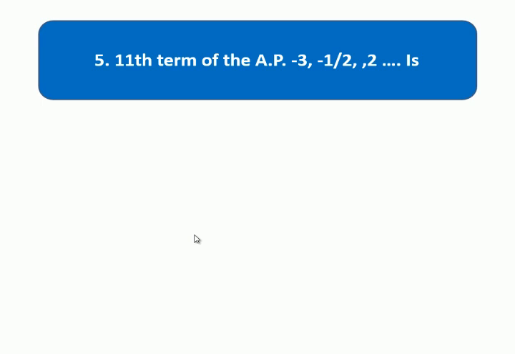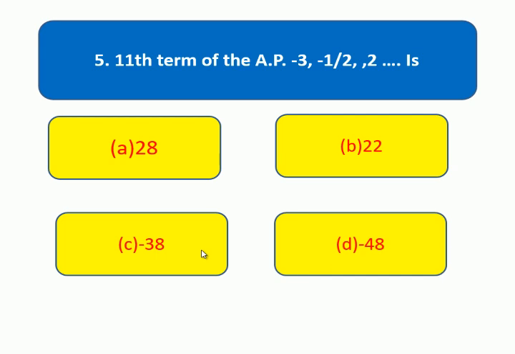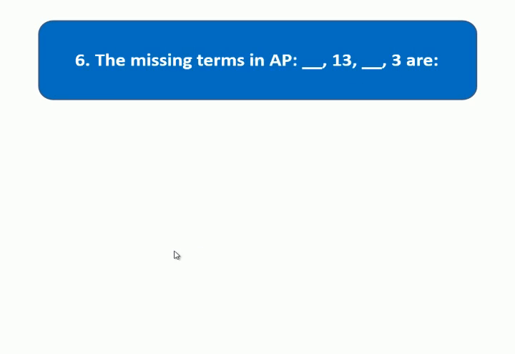The 11th term of the arithmetic progression minus 3, minus 1/2, 2, ... is. You have to find the 11th term. The options are 28, 22, 30, minus 38 or minus 48. You just have to calculate and find the arithmetic progression's 11th term, either A, B, C or D. Okay, it's quite simple. And now move on to the next question, number 6.